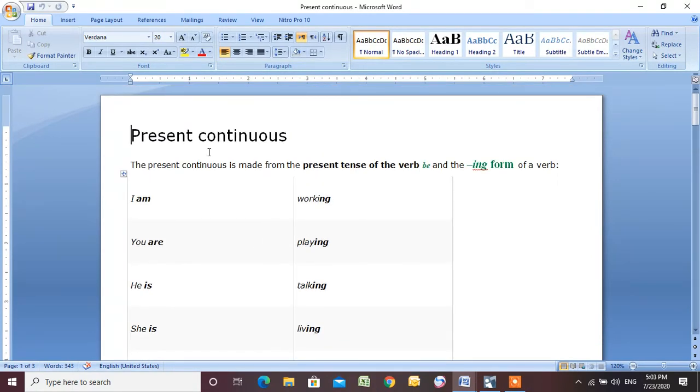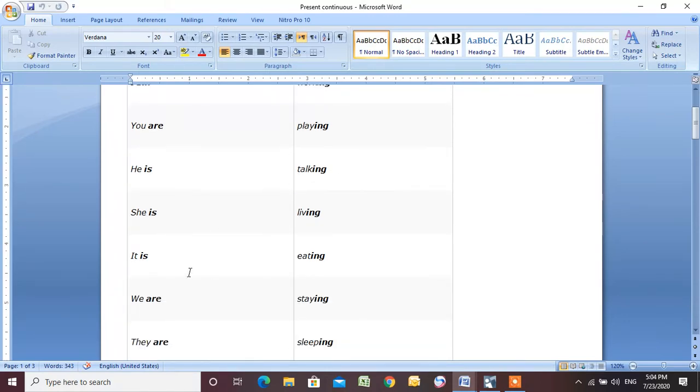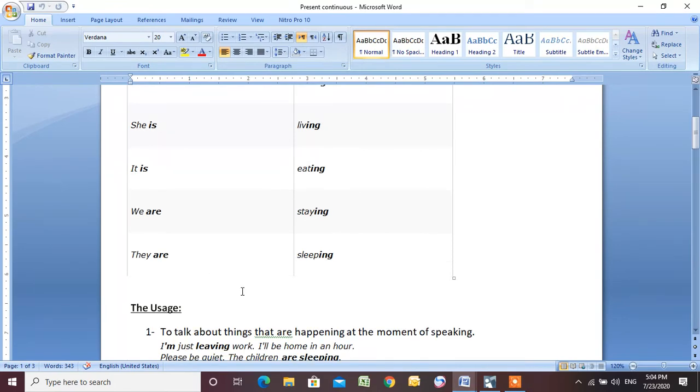How can we form it? The present continuous is made from the present tense of the verb to be and the ing form of a verb. So you put verb to be plus verb plus ing. I am working, you are playing, he is talking, she is living, it is eating, we are staying, they are sleeping.